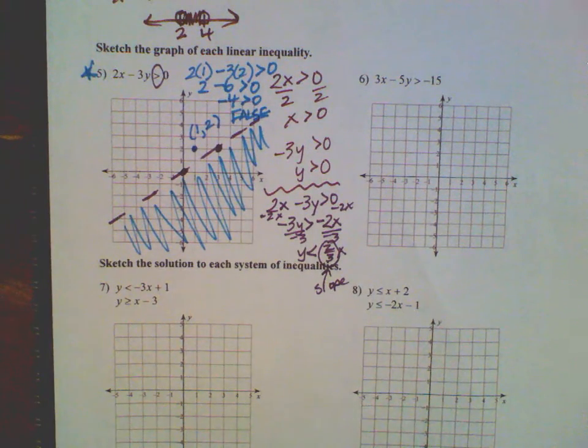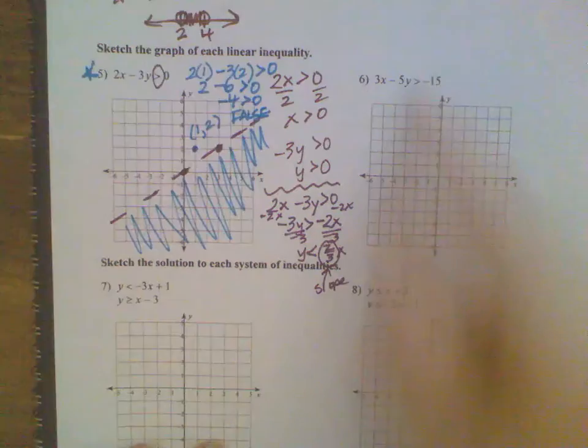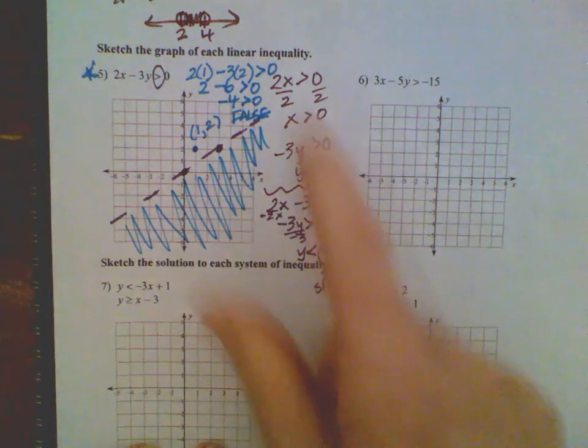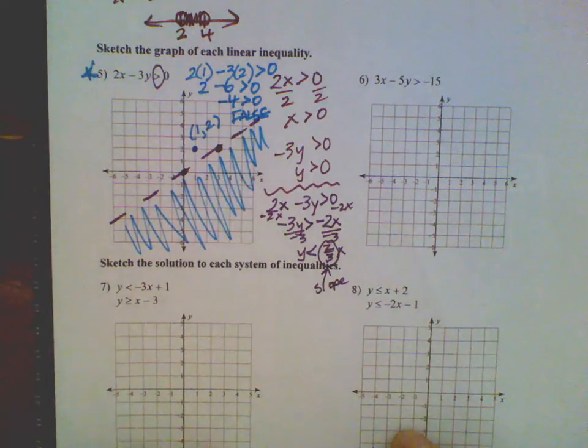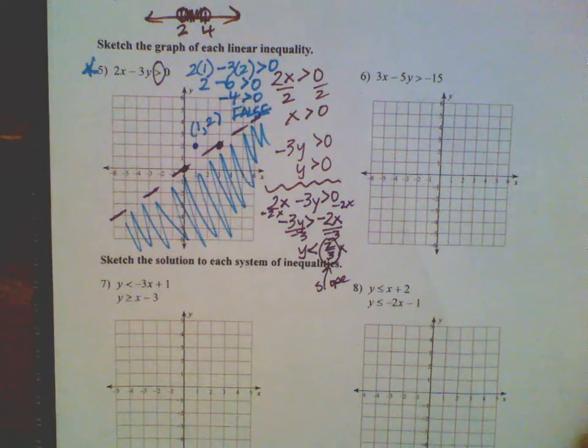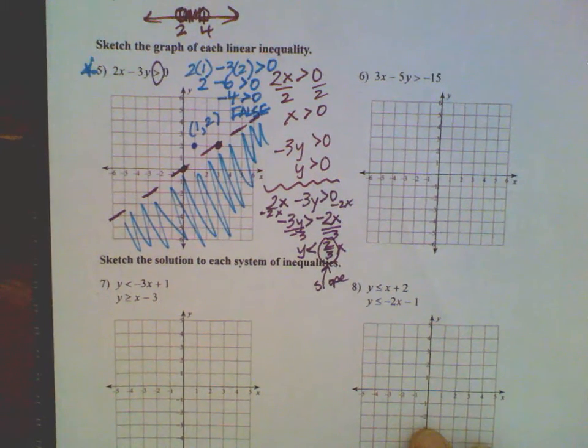We had to do a couple different things that we didn't normally have to do. I had to solve for y instead of using my x and y intercepts, and I couldn't use the test point 0, 0. So sometimes that's going to happen, but if it does, there's a way around it. It's just a little bit different than what we're used to seeing. Not a big deal.